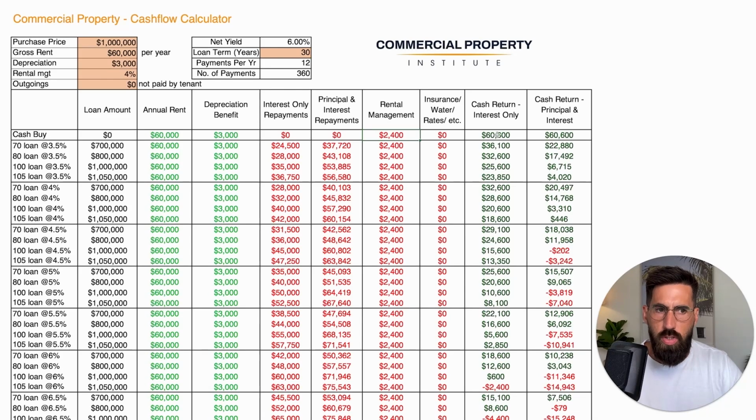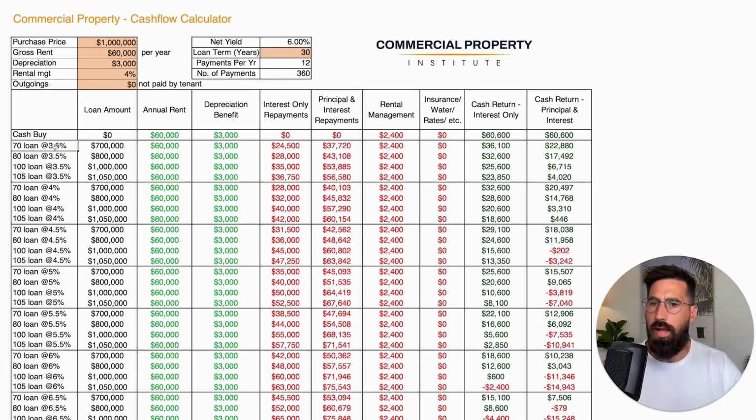So the cash return for both scenarios, interest-only and principal and interest, because there is no debt on it, is the rent plus the depreciation minus any outgoings. So the only outgoing on this one is $2,400. So it's basically the $63,000 rent minus $2,400, which equates to $60,600.